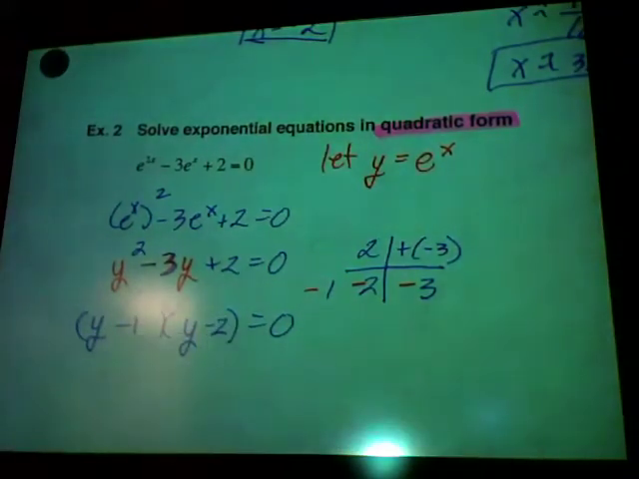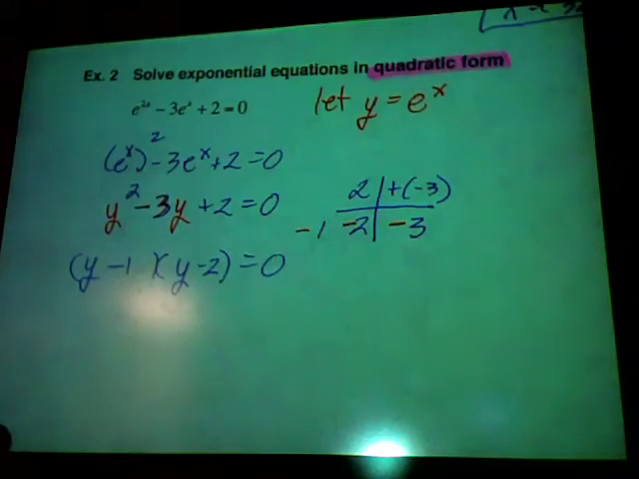Because I said so. That's your math joke for the day. That's a little late.